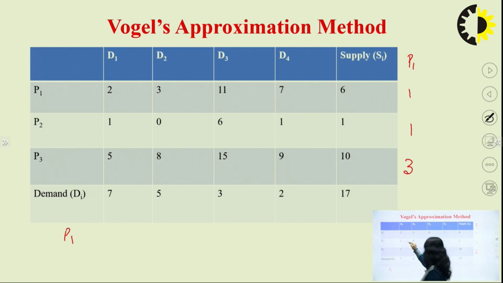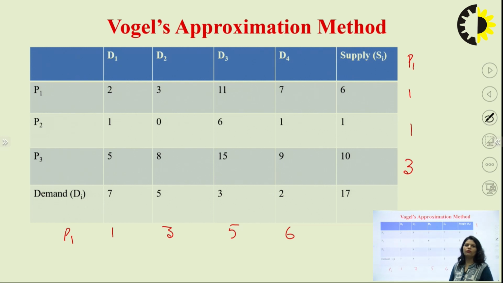In case of the columns, we can see the two minimum costs are 2 and 1. So, the difference will become 1. Here it will become 3, 5 and 6. Now, the next step was that we will select the maximum penalty. We can see this is the maximum penalty here. So, we will select this column.